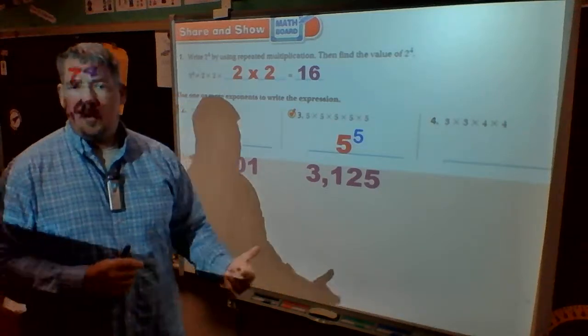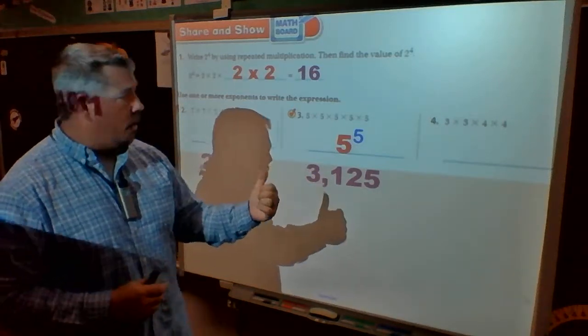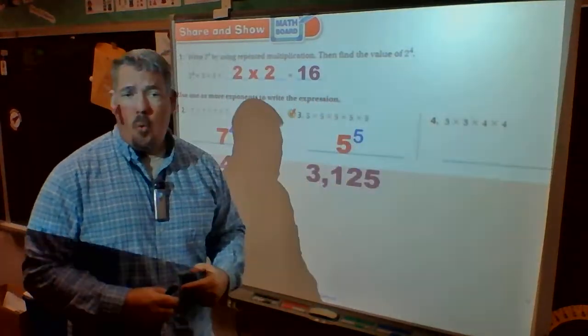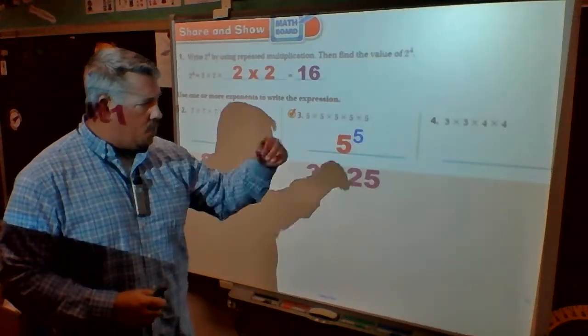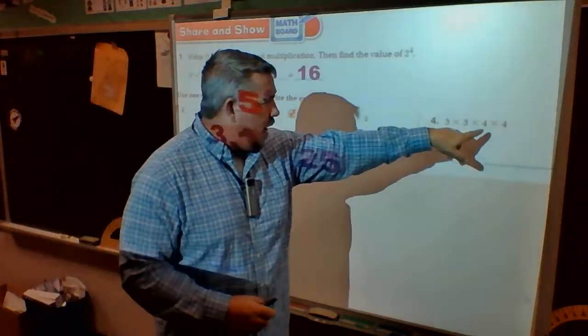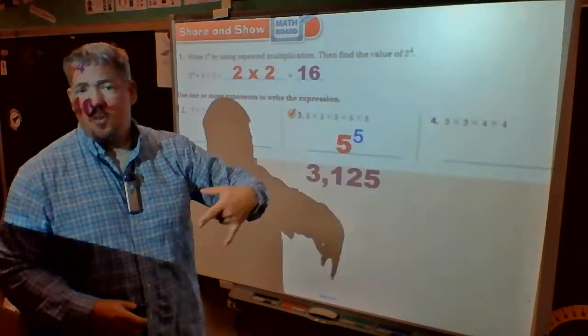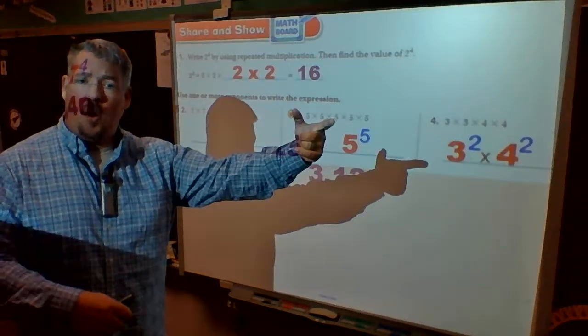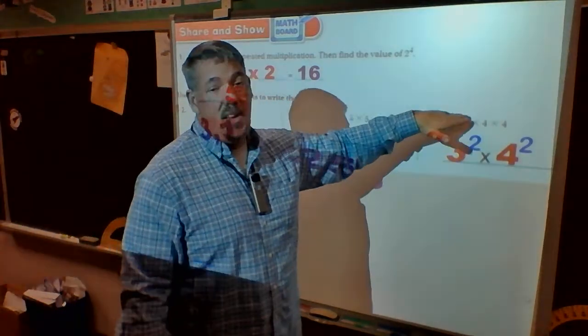Notice on number 4 it's a little different. It's like that 6 and 8 earlier. There are 2 different numbers. So I know I'm going to have a 3 and I know I'm going to have a 4. It's all multiplication, so I'm going to have 3 times 4, but they're each going to have 2 as my exponents. So they're both going to be squared. So I'm going to have 3 squared times 4 squared, also said as 3 to the 2nd power times 4 to the 2nd power.